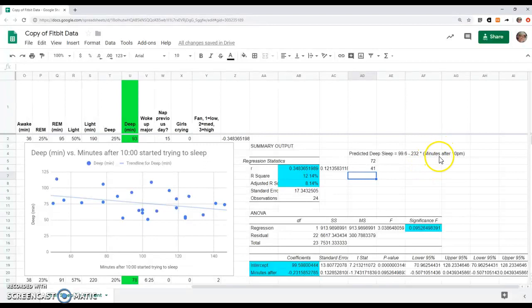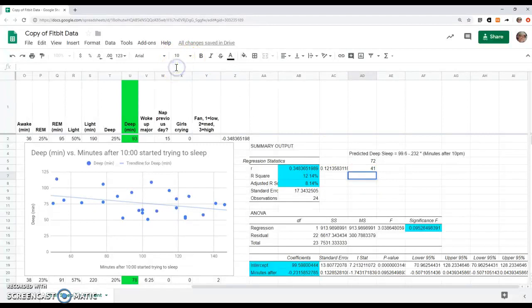Well, that would mean this value is a 0. The 0 would get multiplied by this number, which would give me still a 0, which would mean I'd get a predicted deep sleep of 99.6 minutes. Wow, I can't even imagine that. Or let's get even crazier. Let's say I went to bed at 9 o'clock. So this would be minutes after 10. It would be a negative 60.